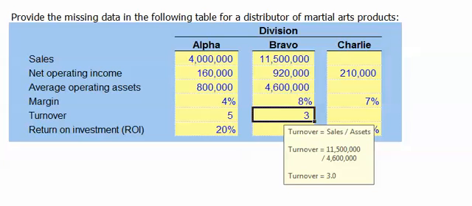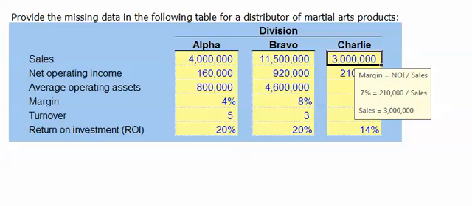For the Charlie Division, we can solve for sales. Our 7% margin will equal our net operating income of $210,000 divided by sales, and in solving for sales we get $3 million.